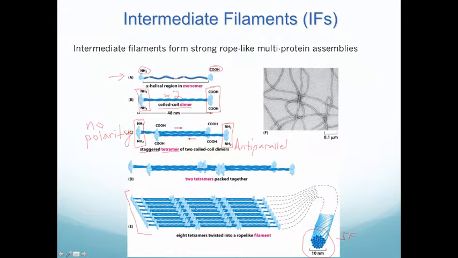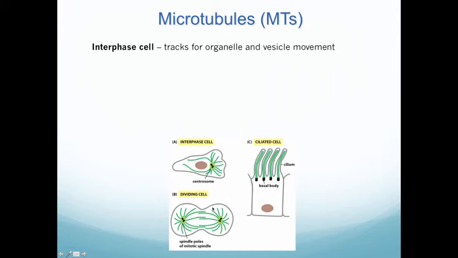So because there's no polarity, intermediate filaments don't really have any dynamic polymerization like the microtubules and actin filaments do. Once they're made, they're very stable because they're meant to provide rigidity and structure for the cell. So those are intermediate filaments. Remember, their role is mechanical strength, and just know how they come together to form the filament stage.